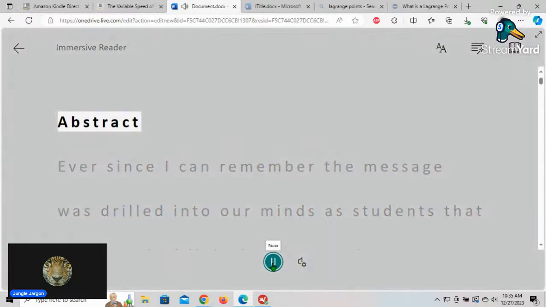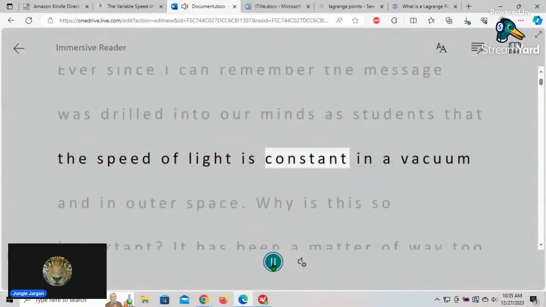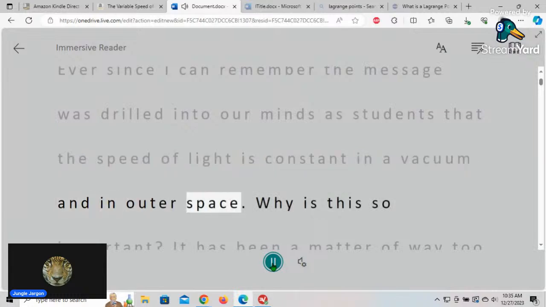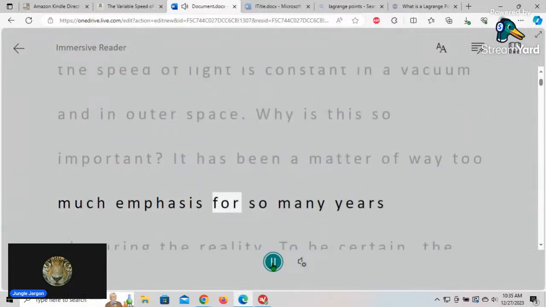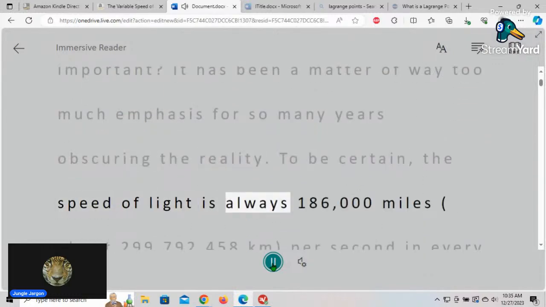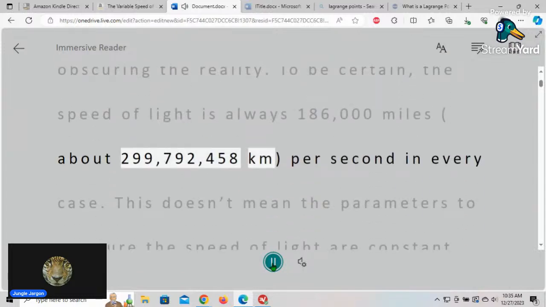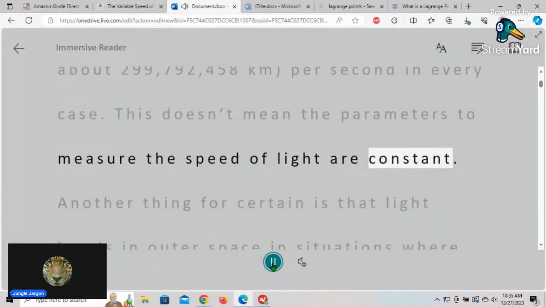Abstract. Ever since I can remember, the message was drilled into our minds as students that the speed of light is constant in a vacuum and in outer space. Why is this so important? It has been a matter of way too much emphasis for so many years, obscuring the reality. To be certain, the speed of light is always 186,000 miles, about 299,792,458 kilometers per second in every case. This doesn't mean the parameters to measure the speed of light are constant.